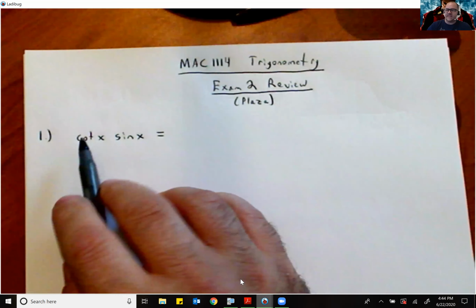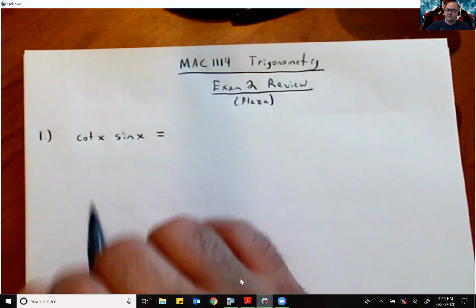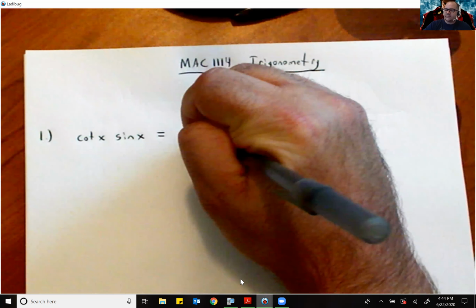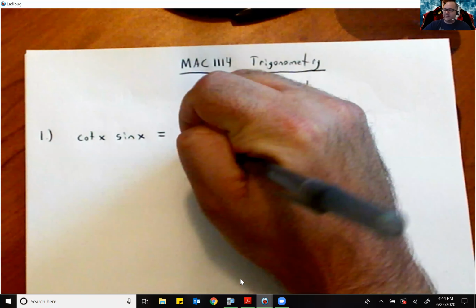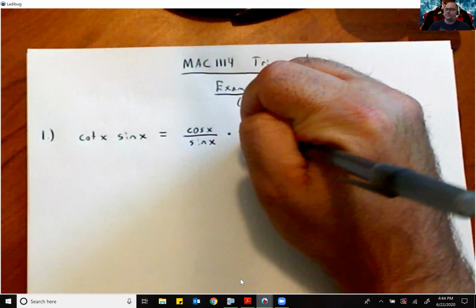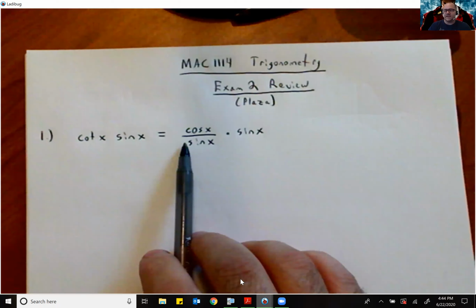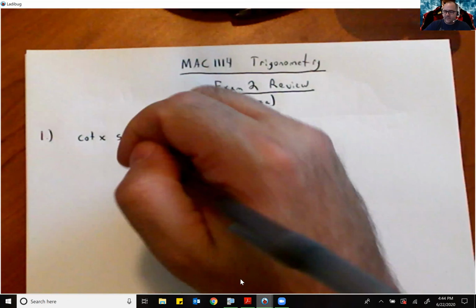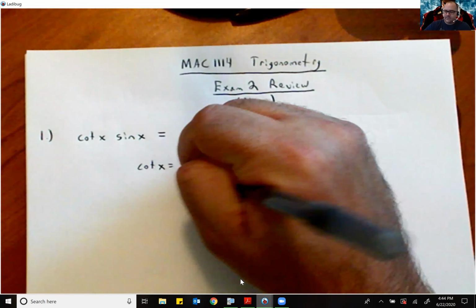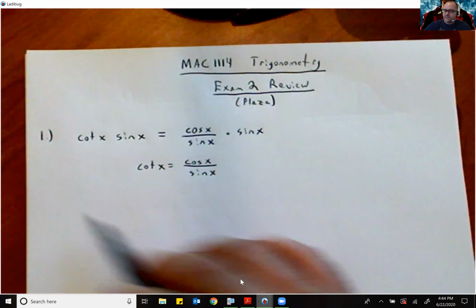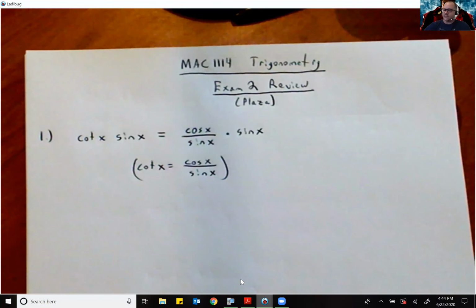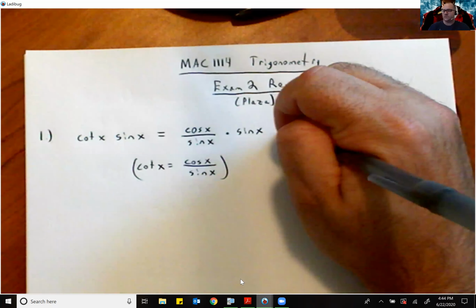So let's change cotangent into sines and cosines. Cotangent in sines and cosines is cosine x over sine x, and we're multiplying that by sine x. So it is changing it into sines and cosines, but this is also an identity, because we know that cotangent is really cosine x over sine x. All I did was take out the cotangent and put another identity in for it. And what's going to happen between these 2 pieces?